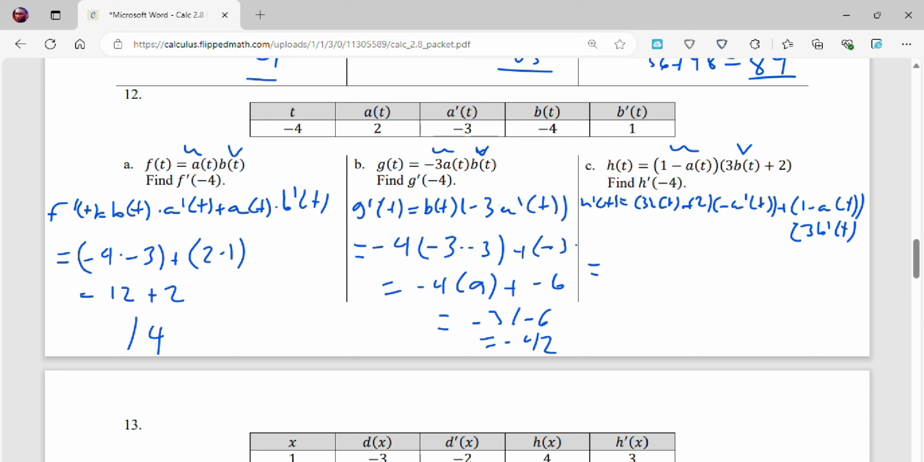Now we plug in. So 3 times b of t is going to be negative 12, and then plus 2. Negative a prime of t is going to be negative 3. So 3 plus 1 minus a of t, so 1 minus 2. So it's negative 1 times 3 b prime of t. B prime is 1, so 3 times 1 is 3. Simplify it. Negative 12 plus 2 is negative 10. Negative 10 times 3 is negative 30. Plus negative 1 times 3 is minus 3 equals negative 33.